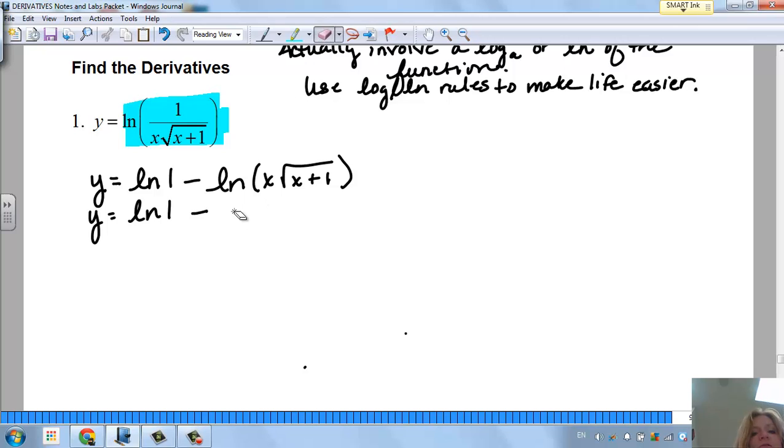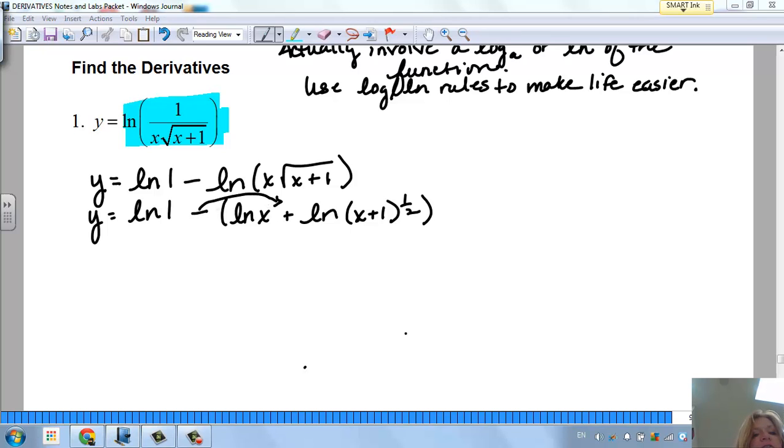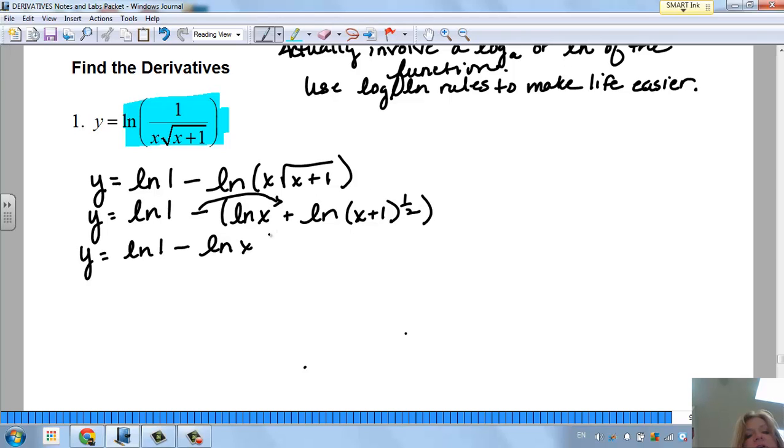I don't want to confuse you. So let's start like this. I can do minus, and then I'm going to put a parentheses here. Then you'll see what I'm talking about. The natural log of x plus the natural log of, and we're going to rewrite this as x plus 1 to the 1/2. So you can see that. Now what I was trying to say before is now I have to distribute this negative for here and here. So it's really y equals the natural log of 1 minus the natural log of x. And because I'm distributing the negative, it's minus 1/2 the natural log of x plus 1.